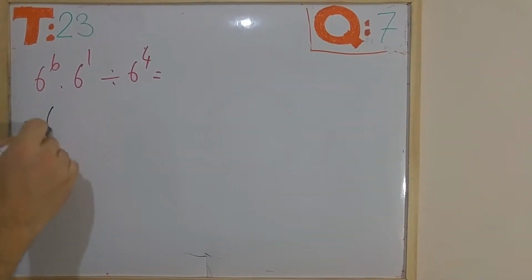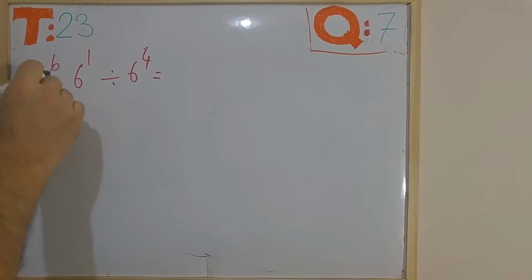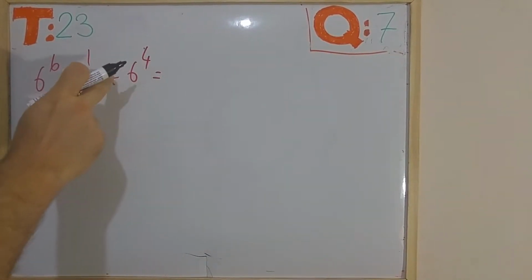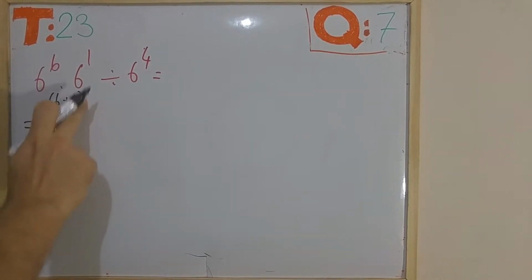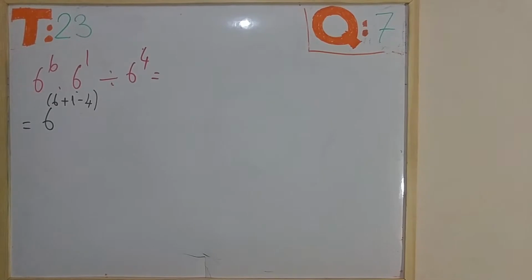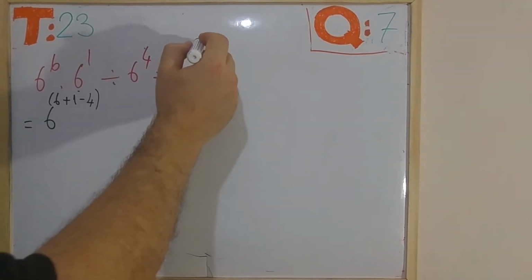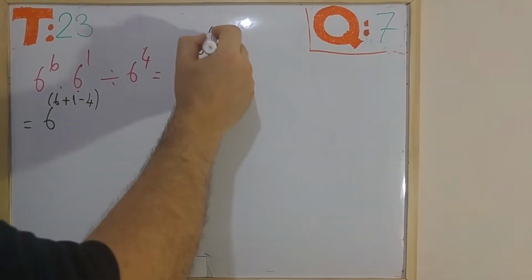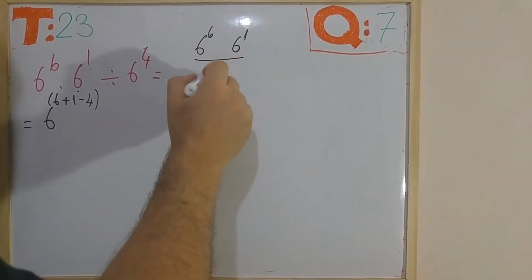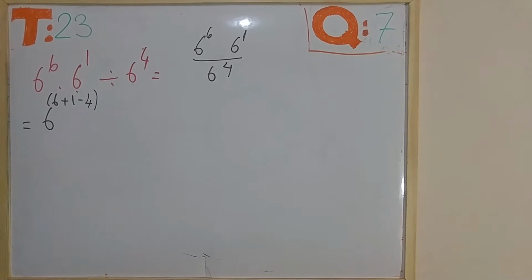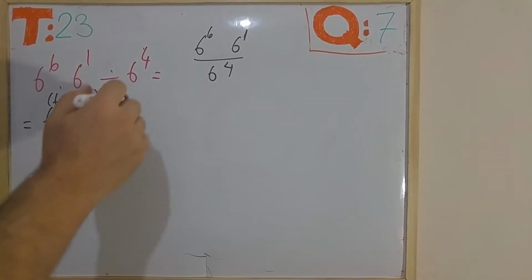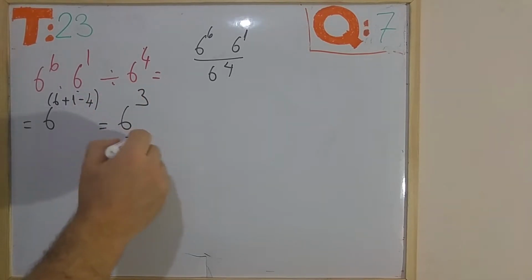This number is equal to 6 to the power 6 plus 1. And since 6 to the 4 is dividing this number, it's going to be negative when I take it up. If you want to see it clearly, let me put it this way first: 6 to the 6 times 6 to the 1 divided by 6 to the 4. What I have is 6 to the 6 plus 1, 7 minus 4, is equal to 6 to the 3. This is my answer.